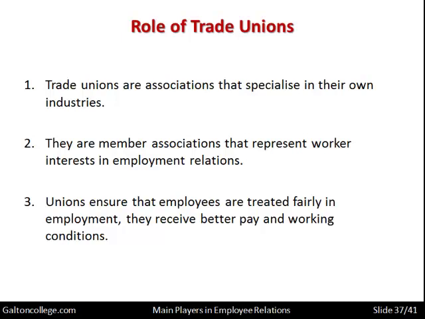The logic is that if all the workers can come together, if they could combine and speak with one voice, then that was a balance for the employer. The two sides were balanced in negotiations. Trade unions were seen as a balancing force. There was almost an equilibrium between the two sides.